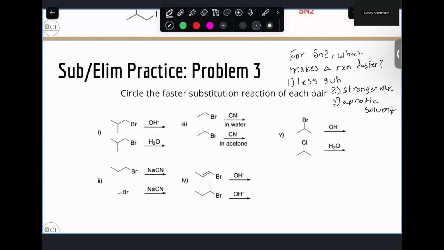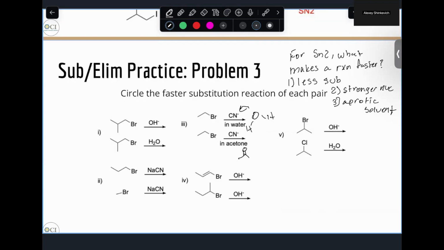Wait, what are you trying to explain to them? Maybe I can explain better. For part three, the acetone's better than water, just because it's aprotic, and I just don't know why. Yeah, so water has these OH groups, which will stabilize this charge, making it a worse nucleophile. Remember, a better nucleophile makes the reaction faster. That make sense? All right, let's go through these.